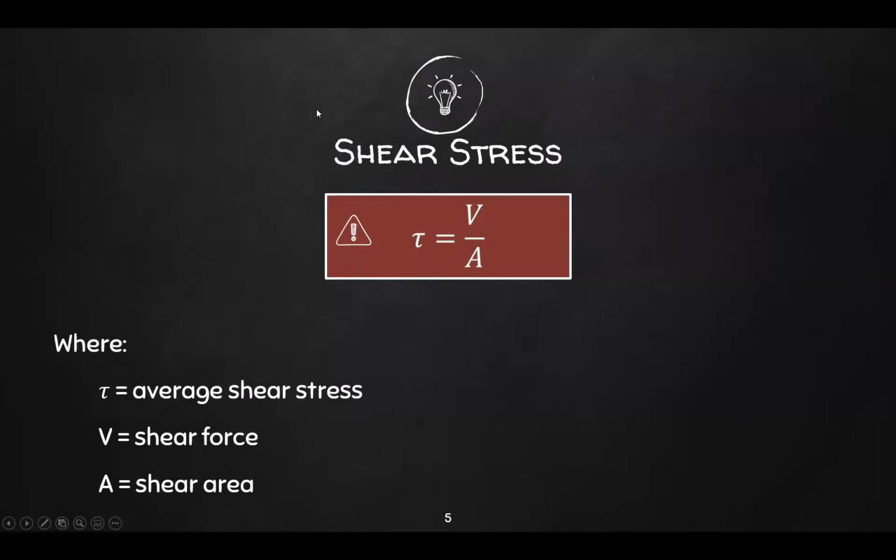And then let's have its equation. Remember, shear stress is tau, so tau is simply V over A. Recall that the basic equation for stress is force over area. So for shear stress, that force is just shear force, denoted by V. And then A is shear area.